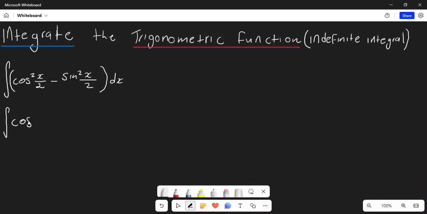Cos 2. Remember double, but what is the angle? The angle is x over 2. This angle here, dx.